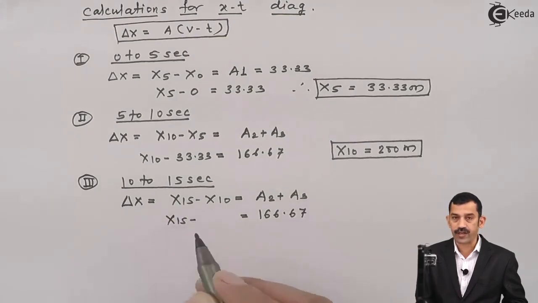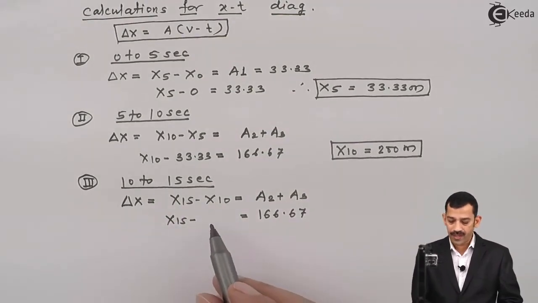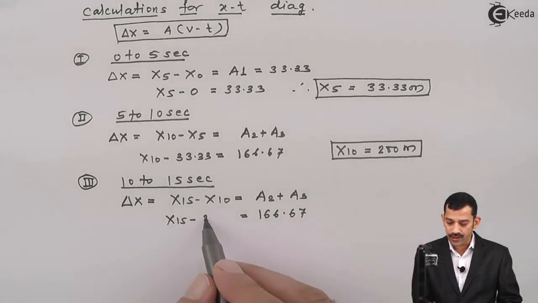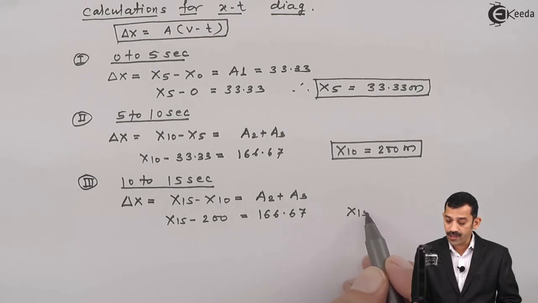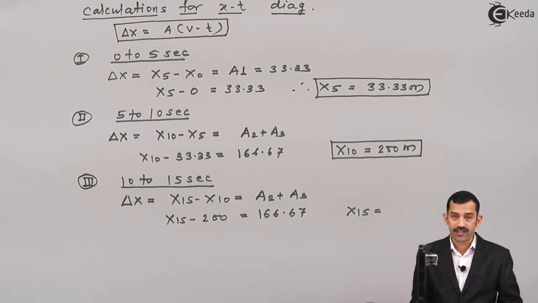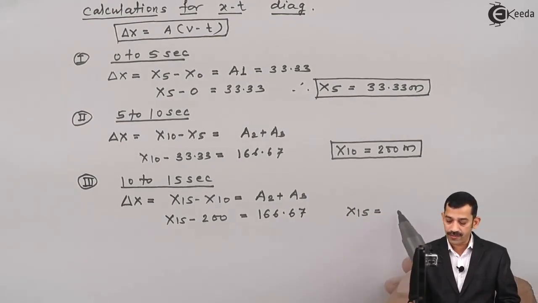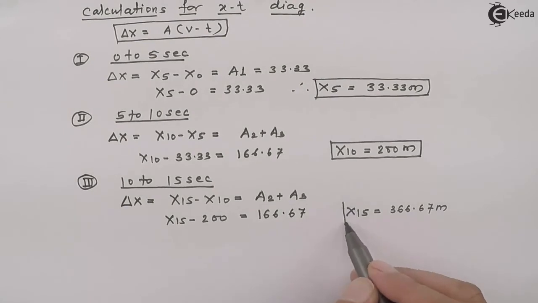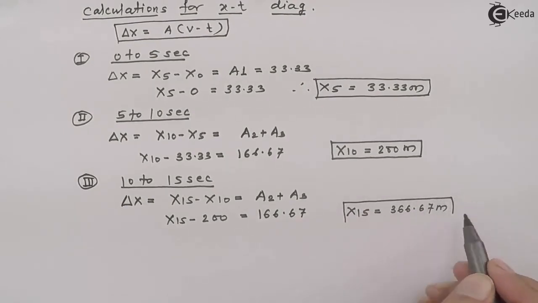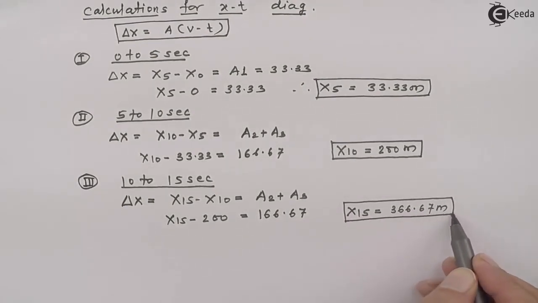x15 is unknown, you have to find it out. x10 you already know, it is 200. That means from this, x15 is 166.67 plus 200, which comes out to be 366.67 meters. This represents the position of the particle at 15 seconds.